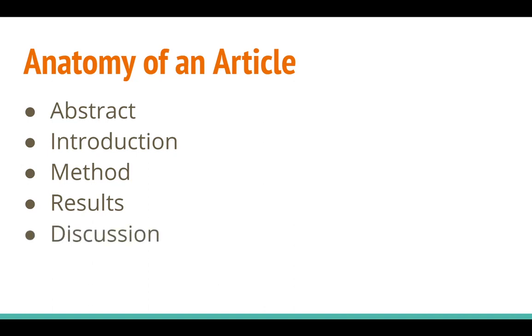Then the last section of an article is the discussion. This tells you what the results meant. How did the study tie into the studies of the introduction? Did it agree with previous findings? Did it disagree? What were the limitations of the study? What should be done next? What are the new questions that should be asked? This is where they tell you where to go next in that scientific method cycle. And that's everything that's in an article.